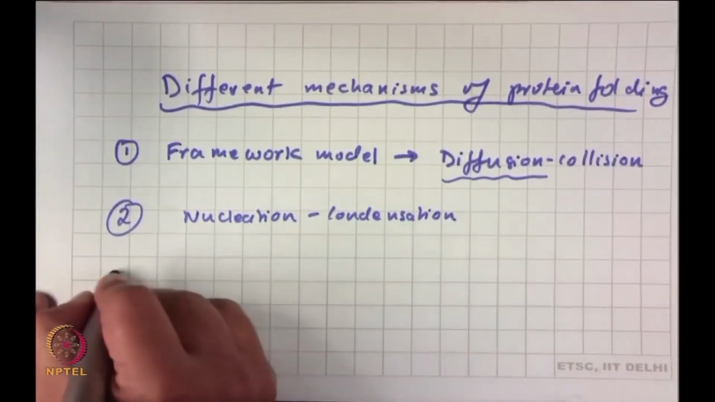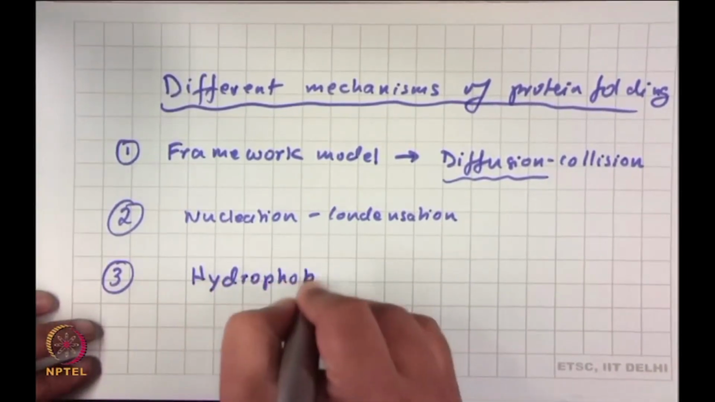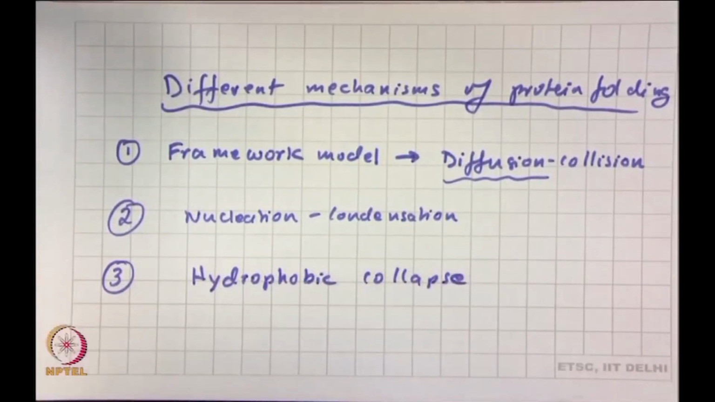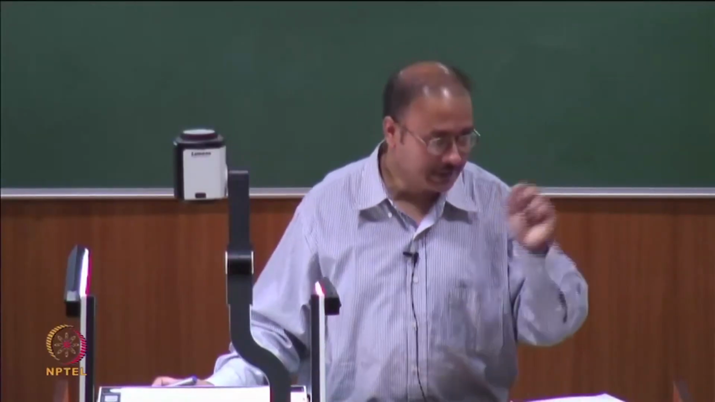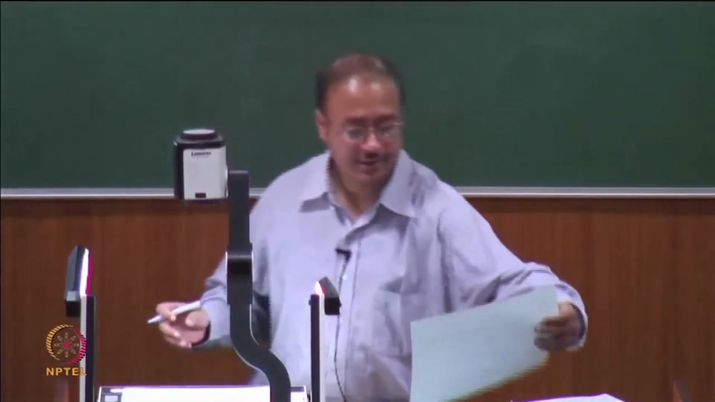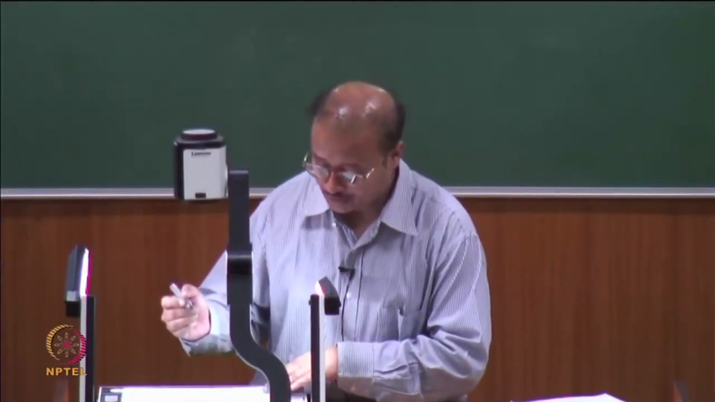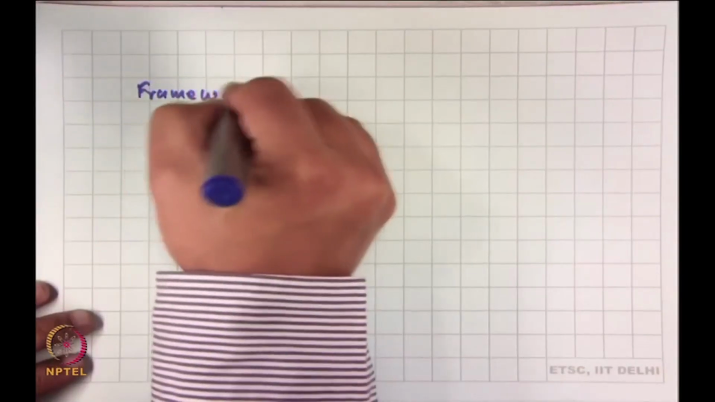Okay. And the last one was hydrophobic collapse, where you typically have certain hydrophobic side chains that collapse to form a hydrophobic core, and then essentially everything else would follow that event, right. So, after having said this, we started looking at the first one, which was the diffusion collision, the framework model.